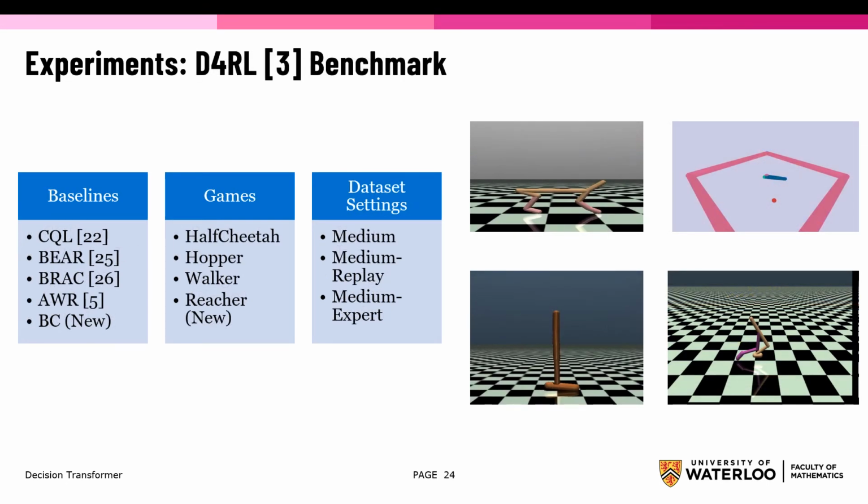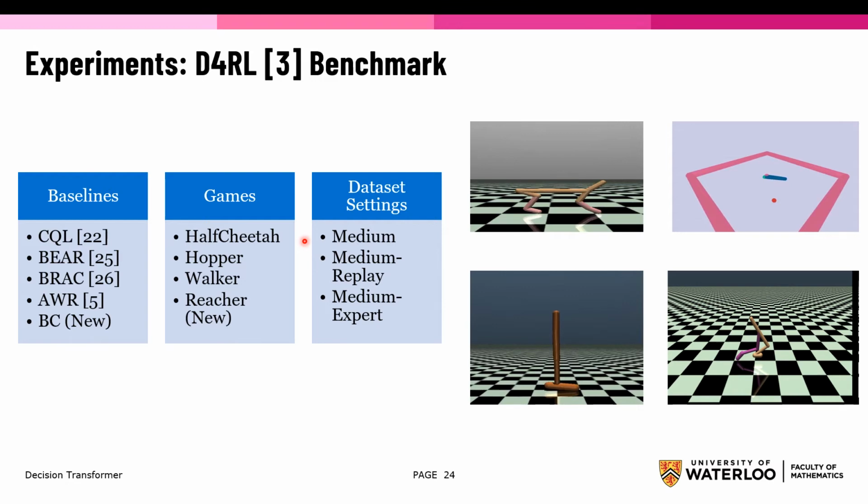The other benchmark that they evaluate on is the D4RL benchmark. These are a set of fine-grained continuous control tasks in the form of games, and these games are Half Cheetah, Hopper, and Walker. They also add the Reacher game, which is not part of the benchmark. However, it is a goal-conditioned task with some sparse rewards, so it has a different setting than the other three games. The dataset settings they evaluate on is firstly the medium one, which is basically 1 million time steps generated by a medium policy directly.